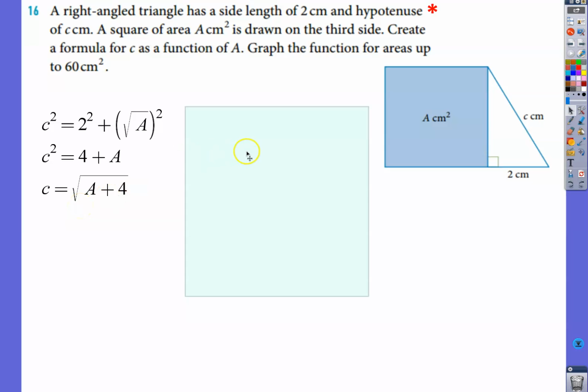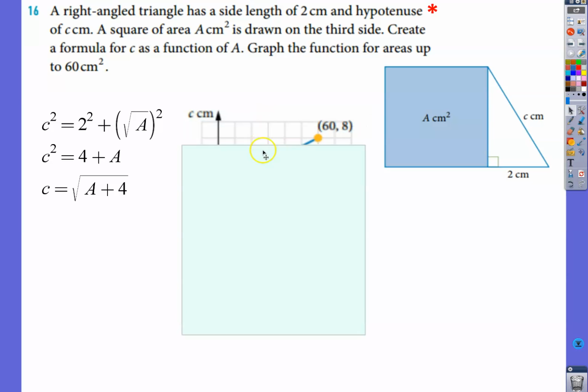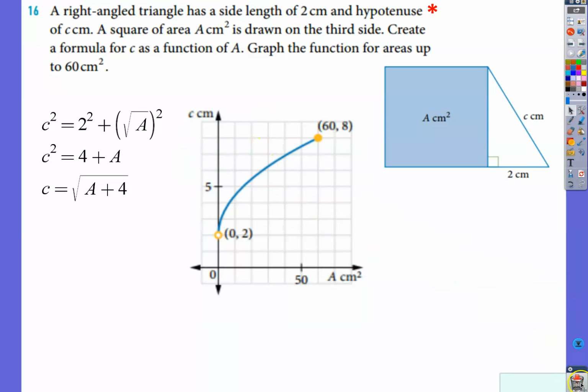So not too hard, but again, getting from the words to the equation to the final answer does take a little bit of thinking and a little bit of practice. And just from the back of the textbook, there's what the graph looks like. Okay, let's move on to the next.